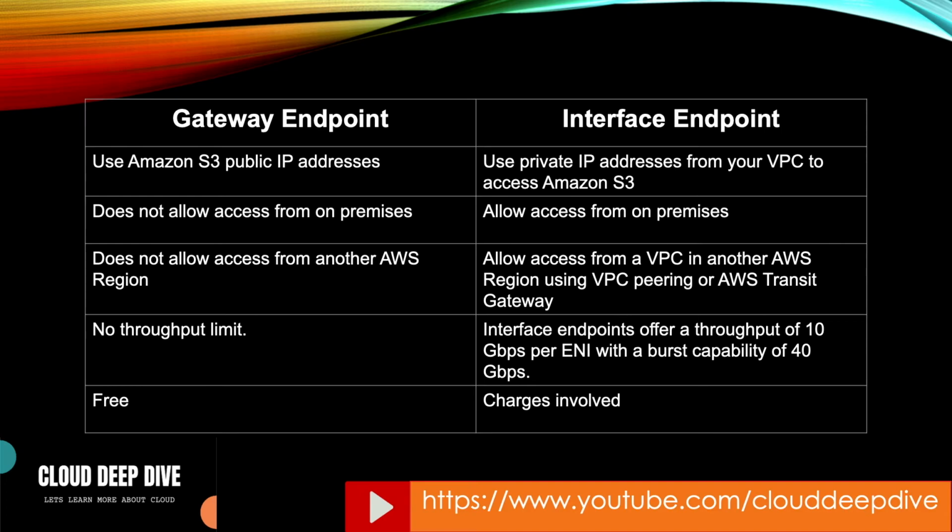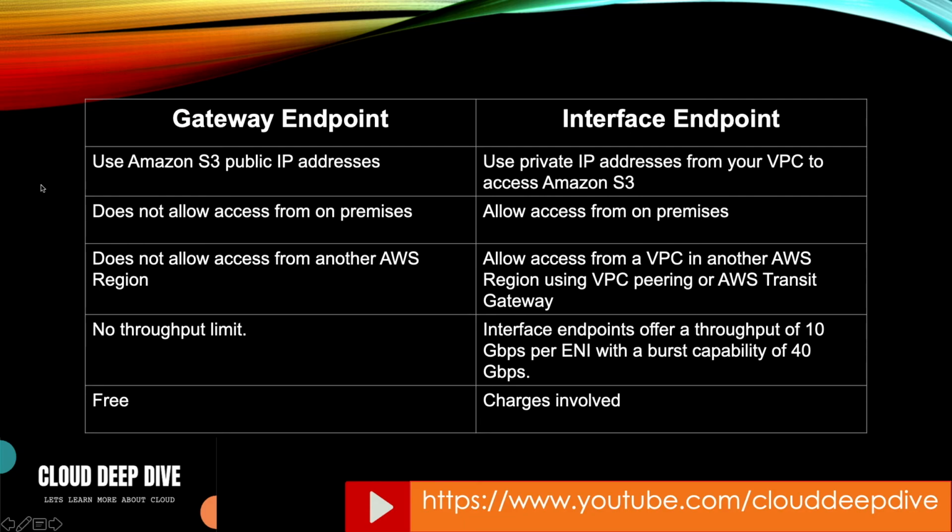Next one is the cost. Gateway endpoints are free. Interface endpoints will charge you money. So if you don't want to pay and you want to access this from within the VPC, then gateway endpoint is the straightforward answer because that's cheap. You are not paying anything. There's no limit as well, and you are accessing from your VPC. But if you have any use case where you want to go outside of your VPC and want to access S3 privately, then interface endpoint is the only way to go, and there will be some charges involved.